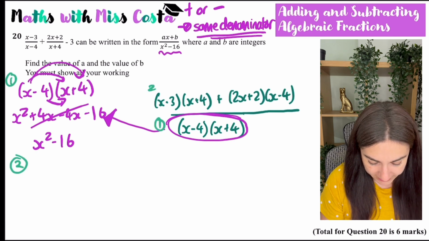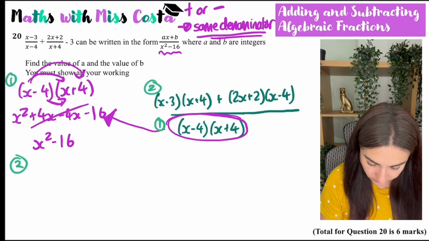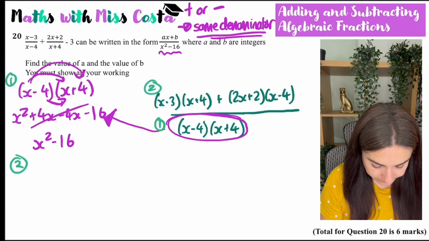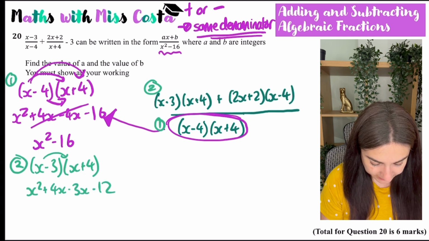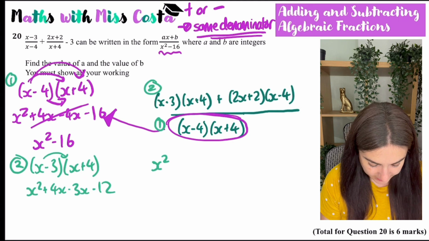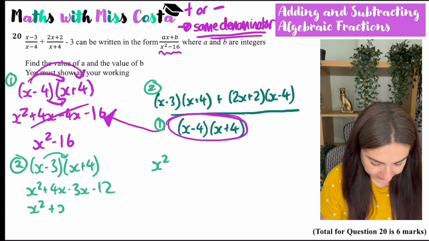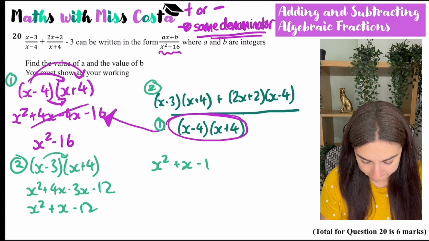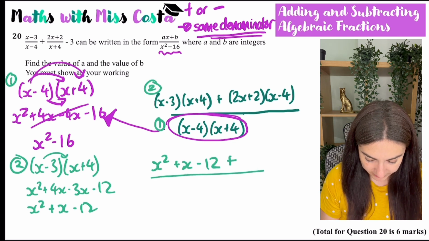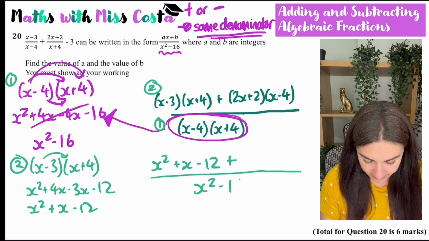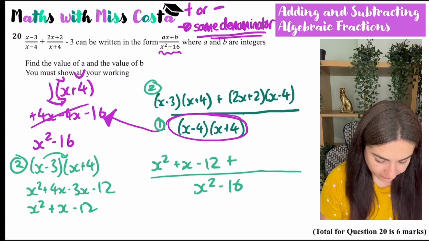Working out 2, I'm going to expand this bracket. x minus 3, x plus 4 is x squared plus 4x minus 3x minus 12. So that would simplify to x squared plus x minus 12. And then I'm adding, this is where it's annoying running out of space. I'm adding, so that's my working for 1 and 2.